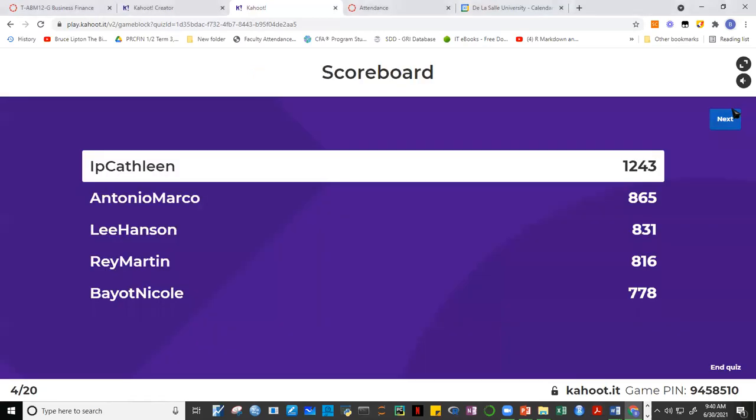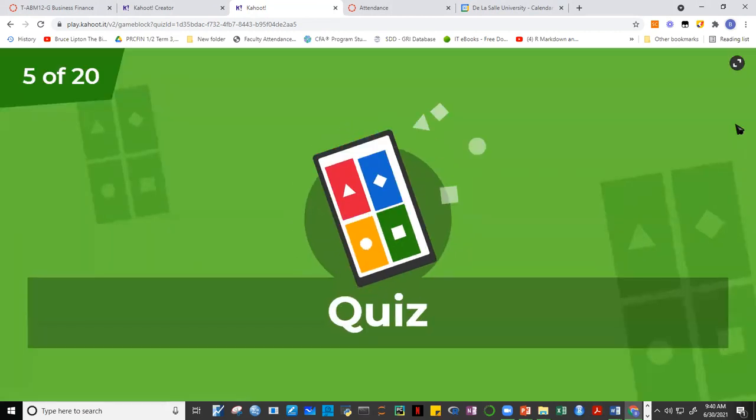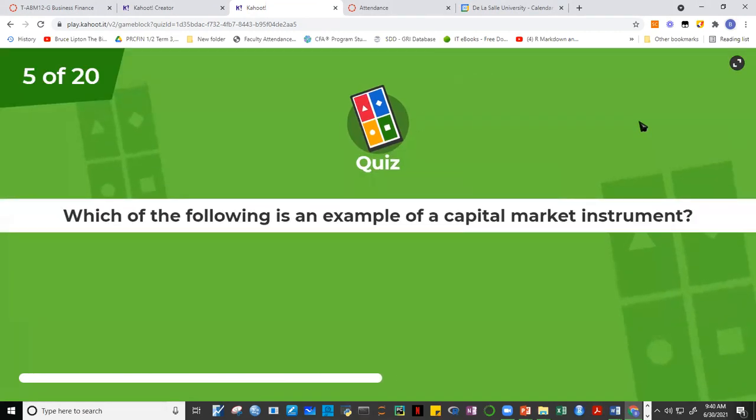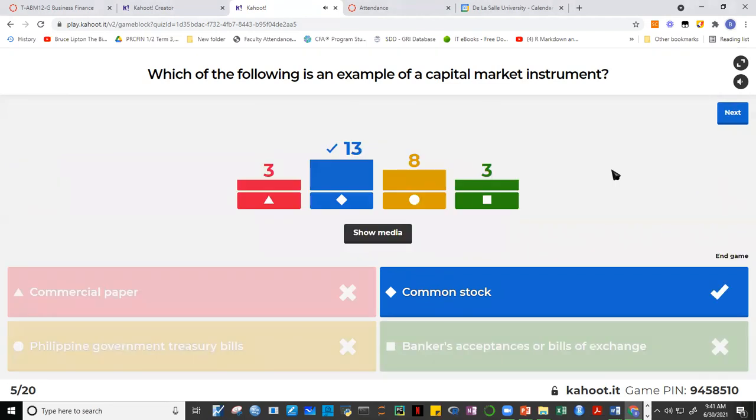So 11 of you got it? Okay, so naglalaro-laro yung natin, yung ranking natin. So next, guys, which of the following is an example of a capital market instrument? Yan, answer na natin kanina yan. Oh, okay. So 13.